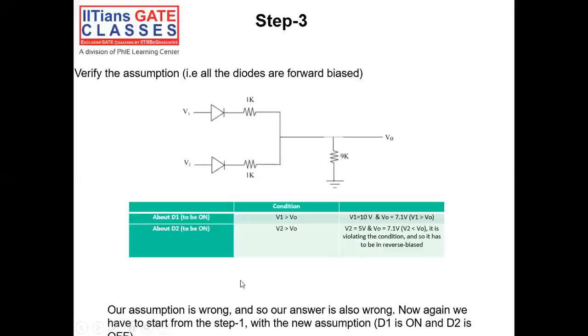So which means that with this contradiction, D2 cannot be on. While in step 1, we assumed that both D1 and D2 are on. But now, with this verification, we have come to the conclusion that D1 is on but D2 is off, right? So our assumption in step 1 was false, which means the answer we calculated in step 2 is a wrong answer. So we have to change our assumption and calculate the answer again.